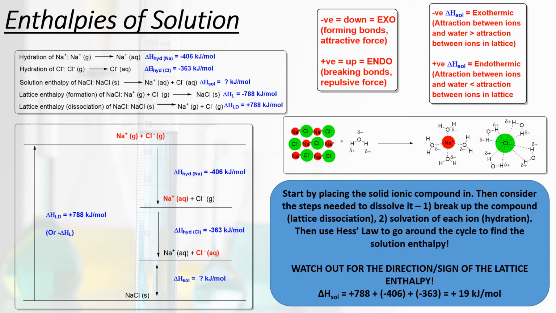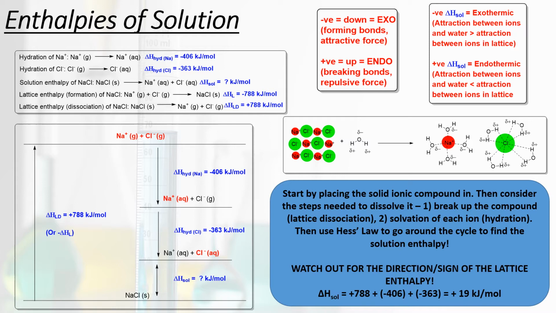And then simply, we just apply Hess's law, we add all these enthalpy changes together for the route that we're taking. And so if I go starting from the bottom going up to the top, that's the lattice dissociation. I'm going with the arrow, so plus 788. And then I go with both of my hydration arrows, so it's plus -406, plus -363.